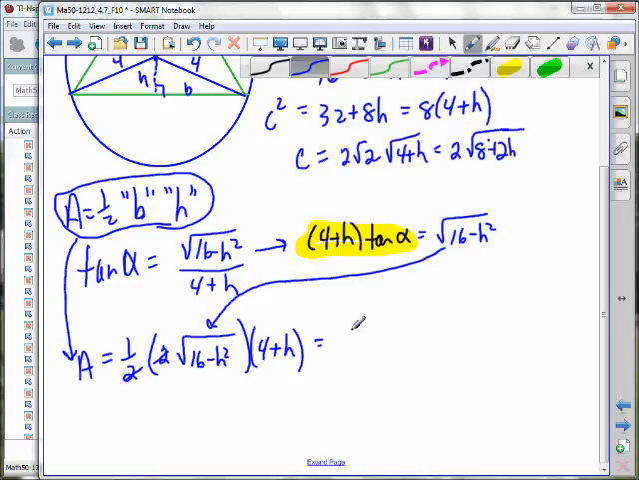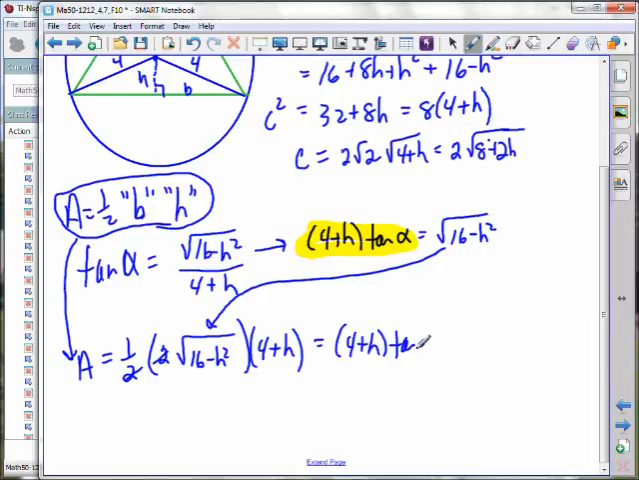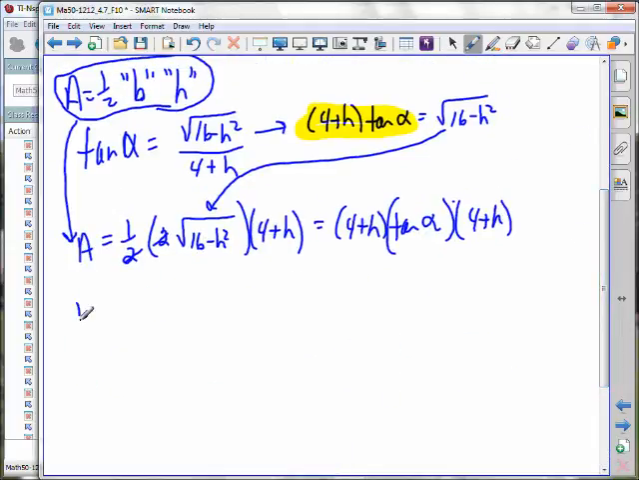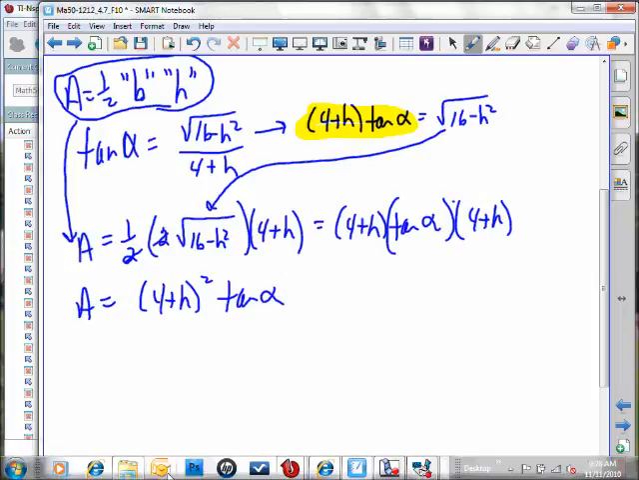Okay, so now I've got 4 plus h tangent theta times 4 plus h. You with me on that? Got it? Okay, so now what I've got, let's see, so now my area is 4 plus h quantity squared times tangent theta. If I know theta, am I getting closer to knowing what the area is?